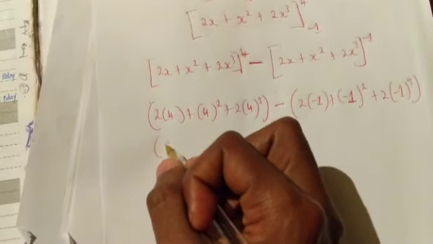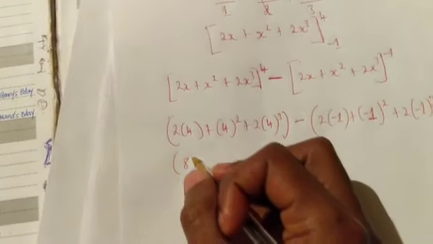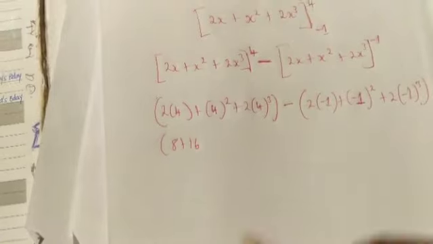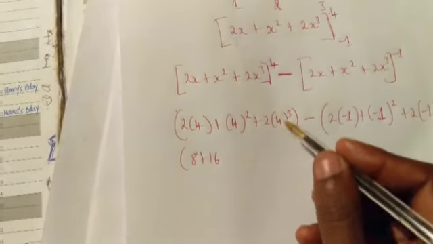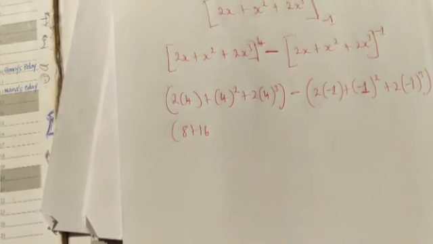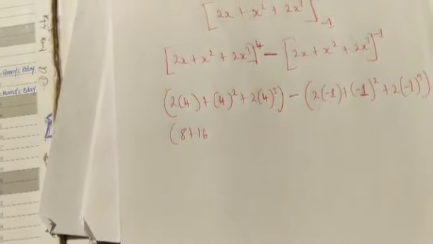Then now you start solving. Here we're going to have 8. Here we're going to have plus 16. Here first you need to multiply. Don't multiply here; you multiply first the one that is in the bracket. What is 4 times 4 times 4? We're getting 64.